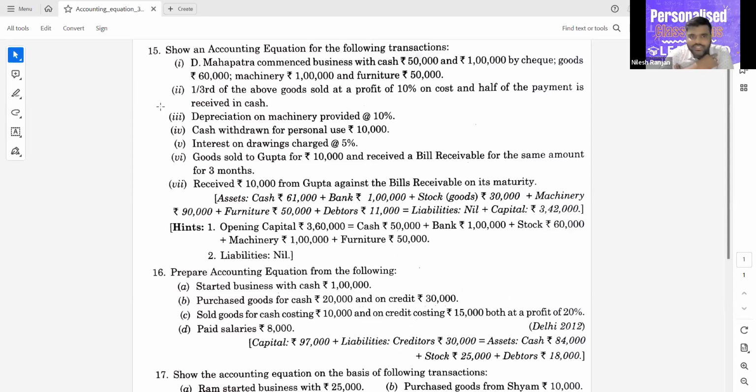So, what items will be impacted? There will be an impact on which item of the accounting equation? Cash account, goods account. How much amount in cash? Increase or decrease? One minute, sir. Let me see.